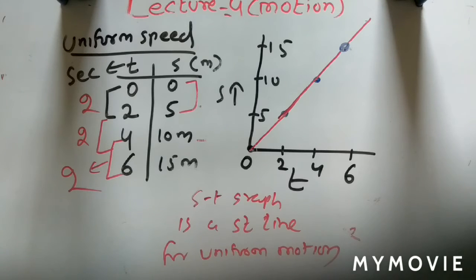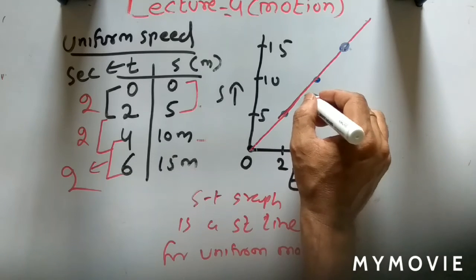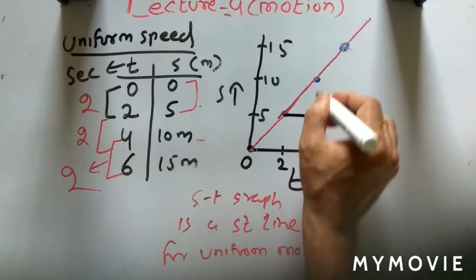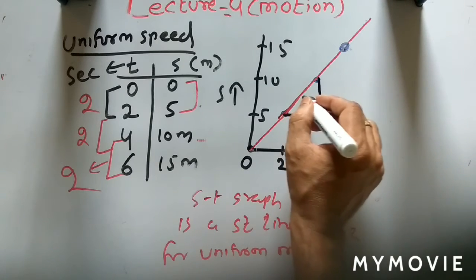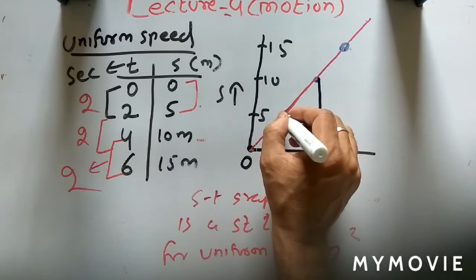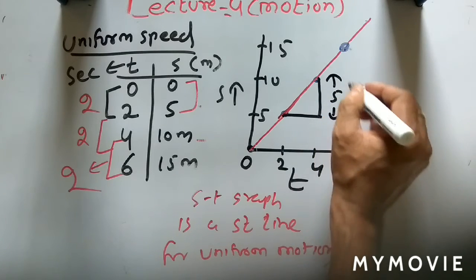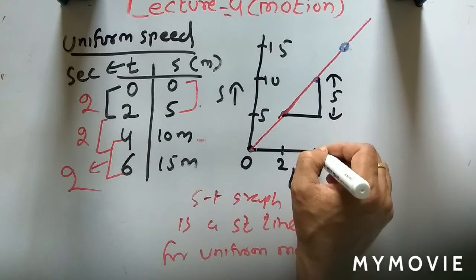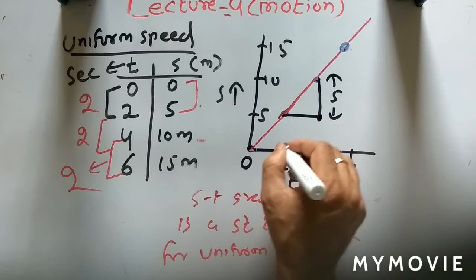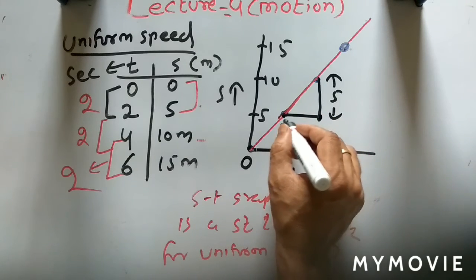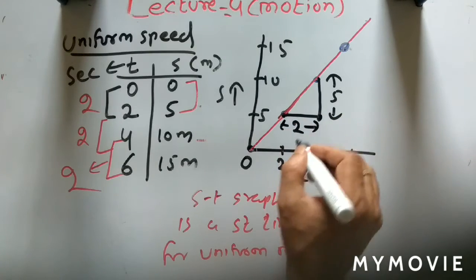Can you find the speed from this distance-time graph? Take the slope of this line. Now this is 5, this is 10. So what is this height? This height is 5, because 10 minus 5. And the t coordinate here is 4, and here it is 2. So what is the time? 4 minus 2, that is 2.